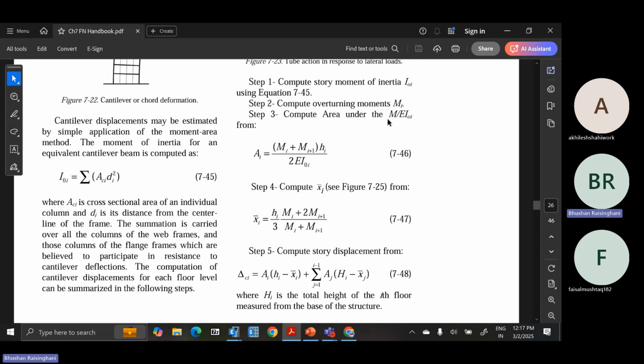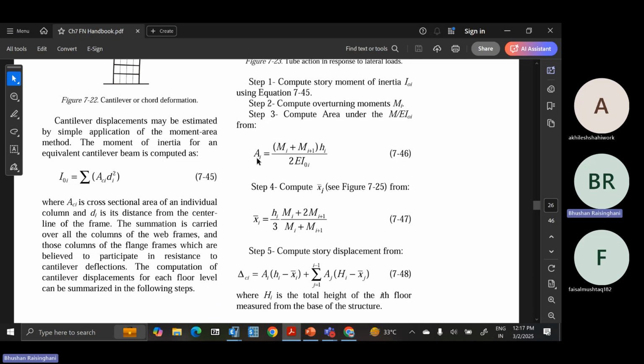Compute the area under M over EI. So the area under M over EI is equal to (Mi + Mi+1) into story height divided by 2 times E into I of story i. So for story 2, moment 2 plus moment 3 into h2 upon 2 times E into I of story 2. You will get A2.